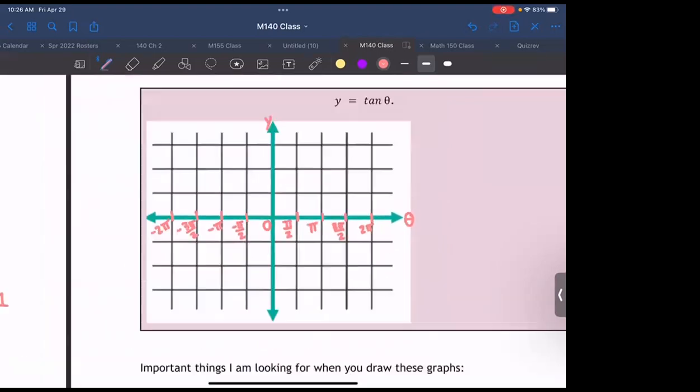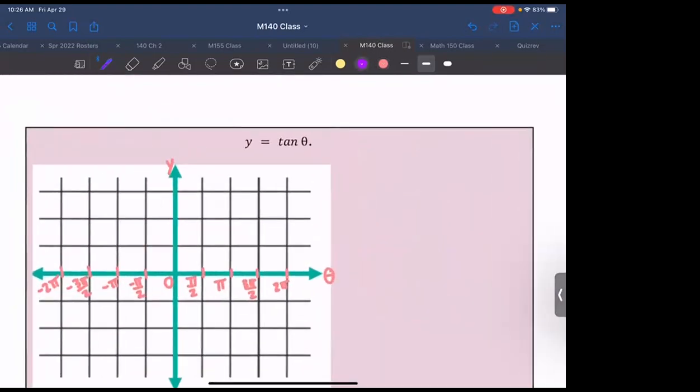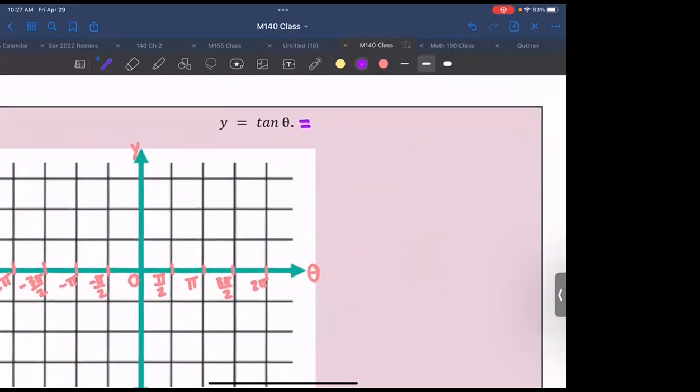Okay. Next, let's talk about tangent. Okay. Before I talk about tangent by itself, can someone give me another way of writing tangent using an identity? Good. Tangent is sine over cosine. We identified tangent as the y value divided by the x value. The y value is sine. The x value is cosine.